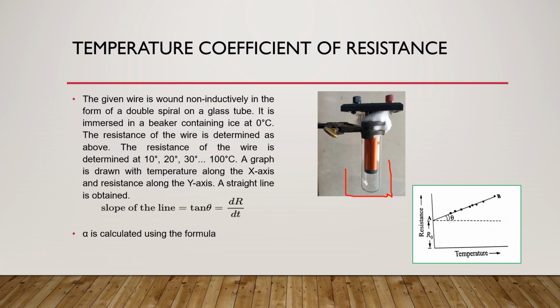The slope of the line gives tan theta, which is equal to dR by dT. The y-intercept, this axis is the y-axis, the y-intercept here is equal to R0. From this, alpha is calculated using the formula 1 by R0 into dR by dT. This R0 is the y-intercept, and this dR by dT is the slope.